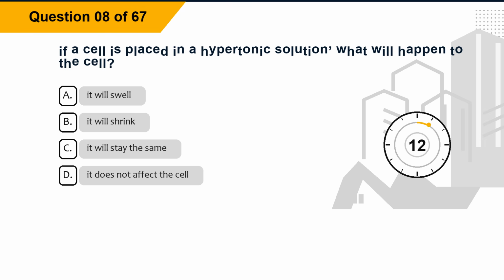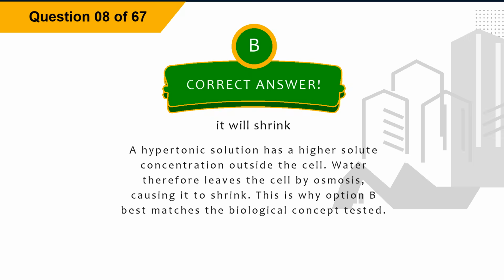Question 8. If a cell is placed in a hypertonic solution, what will happen to the cell? Option A, it will swell. Option B, it will shrink. Option C, it will stay the same. Option D, it does not affect the cell. The correct answer is option B, it will shrink. Explanation. A hypertonic solution has a higher solute concentration outside the cell. Water therefore leaves the cell by osmosis, causing it to shrink. This is why option B best matches the biological concept tested.